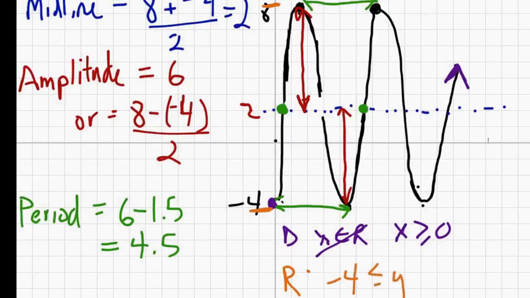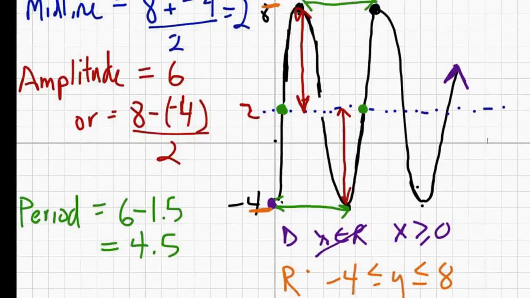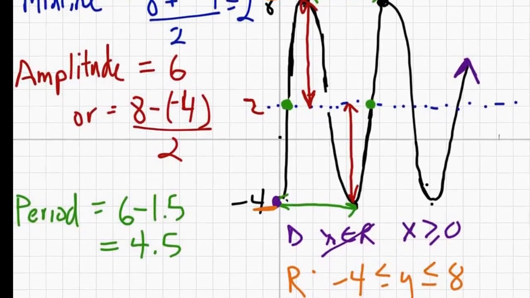So we write it as -4 less than y, which is less than 8. And every question like this, when you do these, the range will always be between your max and your minimum values. Domain could change depending on whether the ends continue on forever or not.